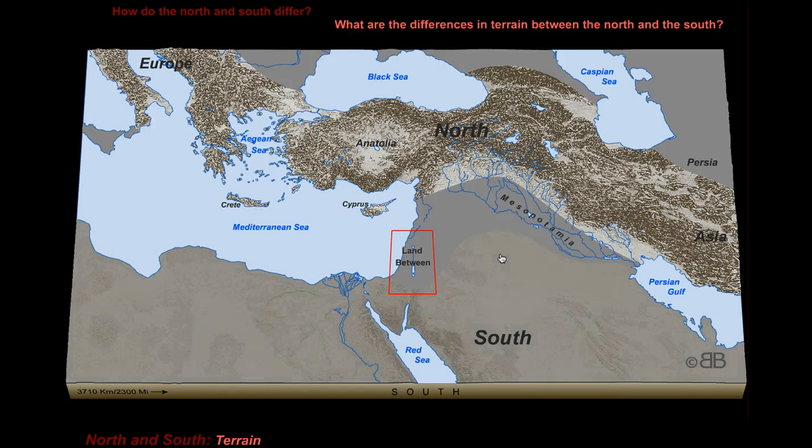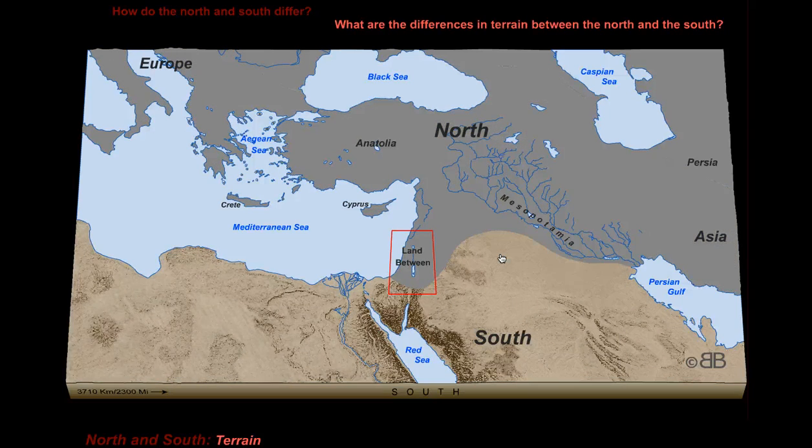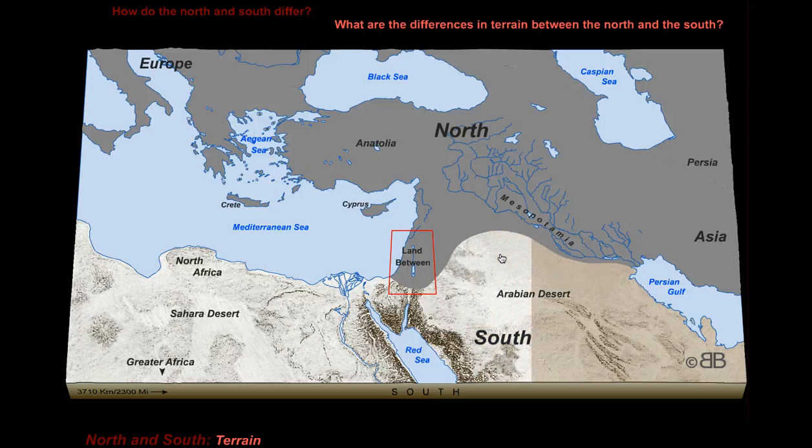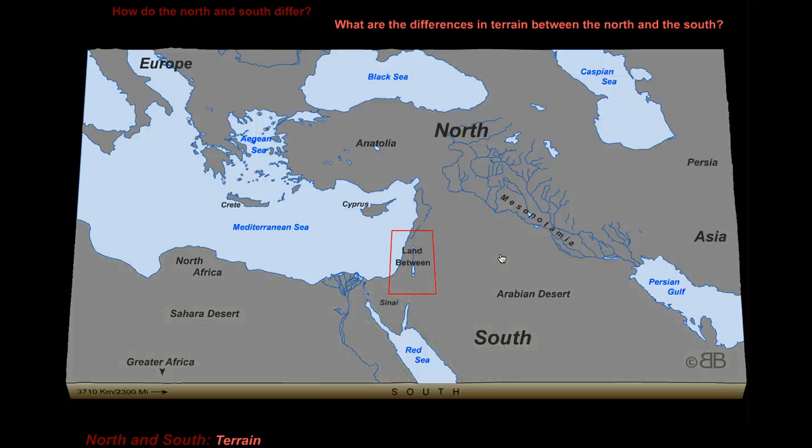In contrast, a broad swath of arid desert covers the south. The Sahara is an immense barrier which tends to isolate North Africa from Greater Africa further south. The Arabian Desert is also a major obstacle, and only the most determined dare to cross it. Between the two large deserts lies the Sinai Desert.